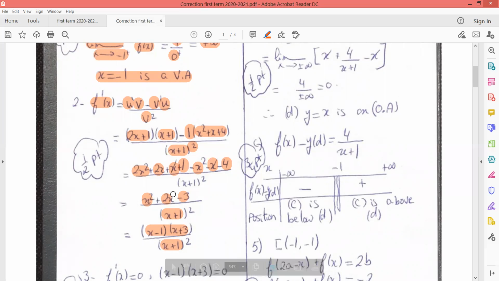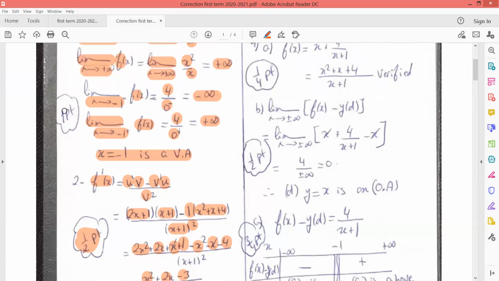Some of you, the answer you got was maybe x squared plus 3x minus 3, and you put the result directly like that. Check, meaning expand first, x times x squared etc. Check if this one equals x minus 1 into x plus 3. So we have half a point for this part for the derivative, while in the first part the limits and the asymptote have 1 point.